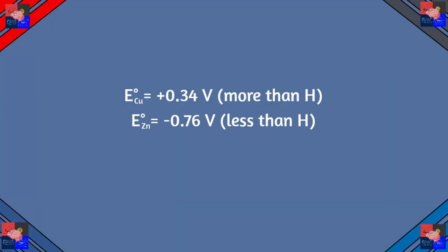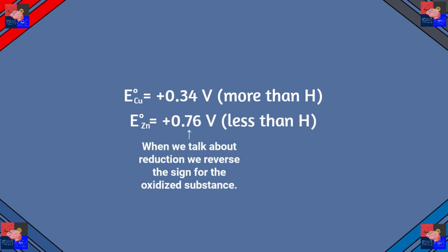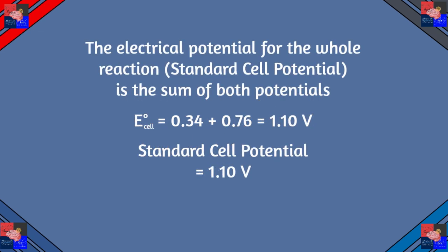Now the voltages here are given. Since copper generates 0.34 more than hydrogen, it is +0.34 volts. Now zinc generates less volts, but when we talk about reduction potentials, we reverse the sign for the oxidation part, so this will be +0.76 volts instead. Now the electrical potential for the whole reaction is the sum. So doing some simple maths, we can see the standard cell potential is 1.1 volts.